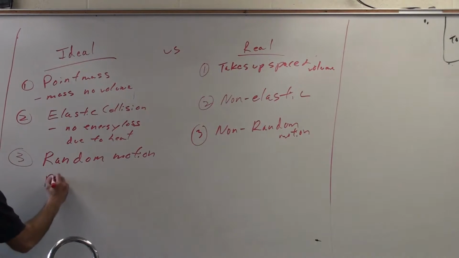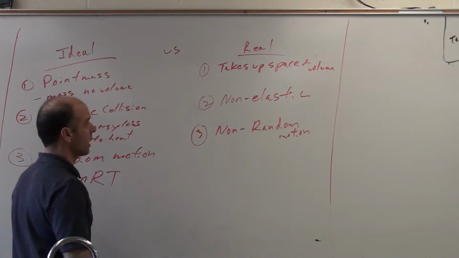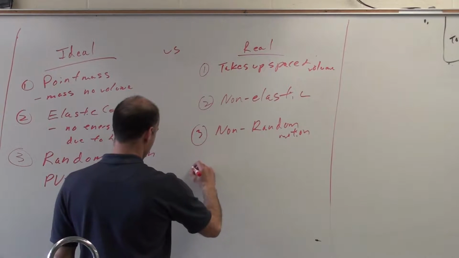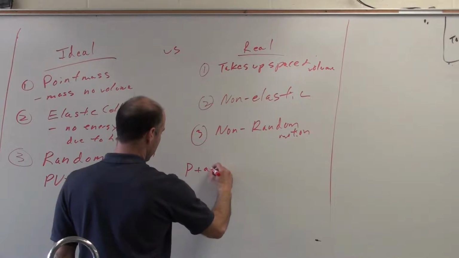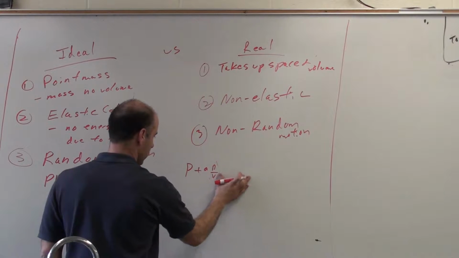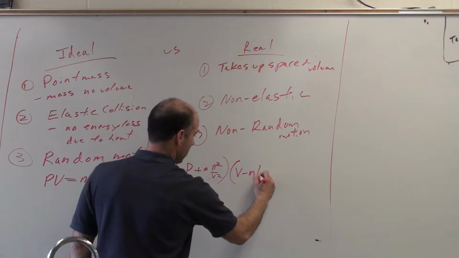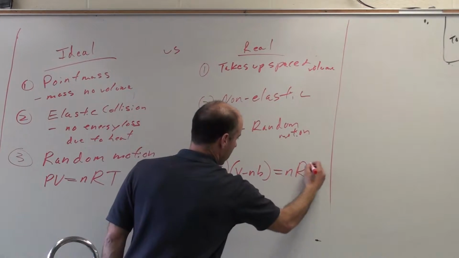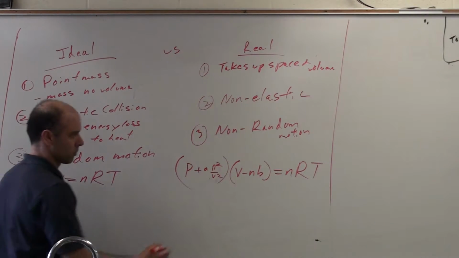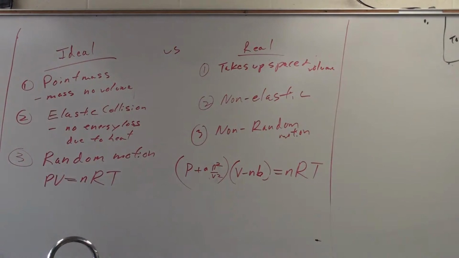The ideal gas equation is PV equals nRT, whereas the real gas equation is P plus a n squared over V squared, times V minus nb, equals nRT. Is that a? That's an a. Okay.